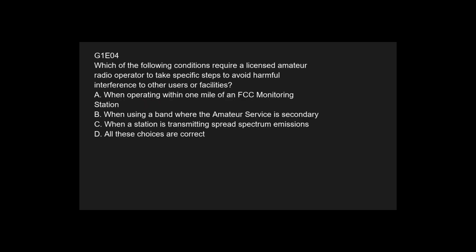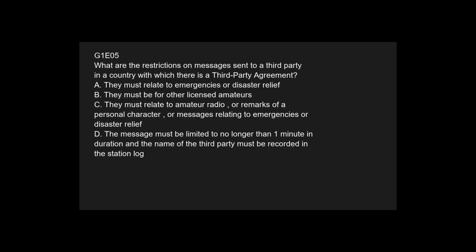Question: which of the following conditions require a licensed amateur radio operator to take specific steps to avoid harmful interference to other users or facilities? The correct answer is D. All these choices are correct. Question: what are the restrictions on messages sent to a third party in a country with which there is a third-party agreement? The correct answer is C. They must relate to amateur radio, or remarks of a personal character, or messages relating to emergencies or disaster relief.